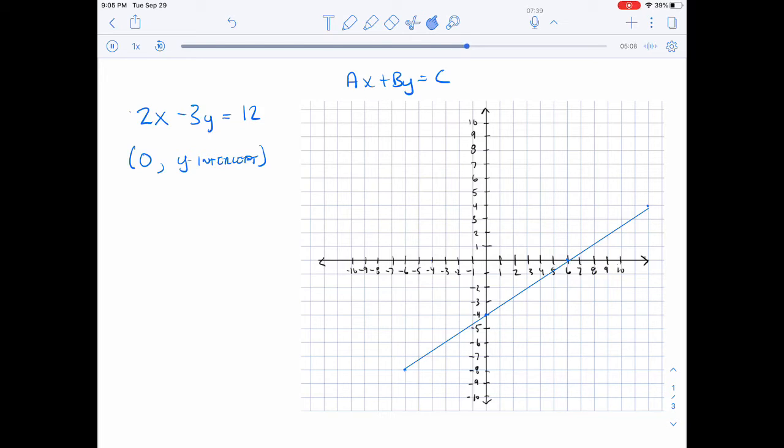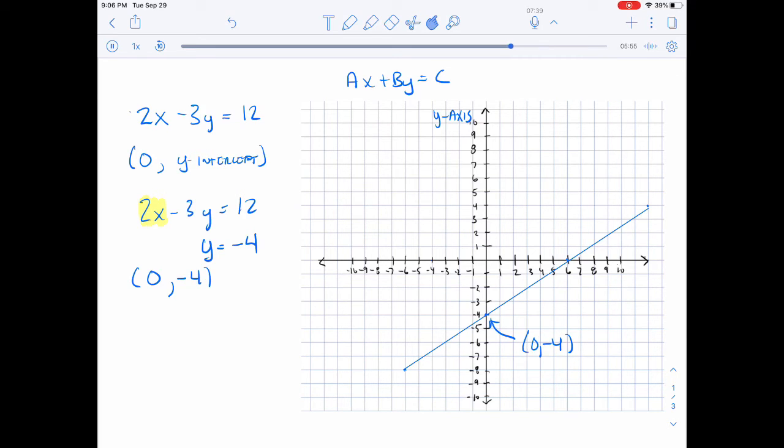So let's place a 0 into this equation of 2x minus 3y equals 12. In other words, this first term disappears, and we would have negative 3y is equal to 12. So y is equal to negative 4. So our y-intercept is going to occur at 0, negative 4. And yes, this is confirmed graphically. Our line intersects our y-axis at coordinate 0, negative 4.